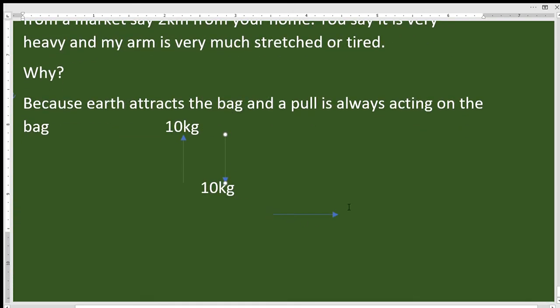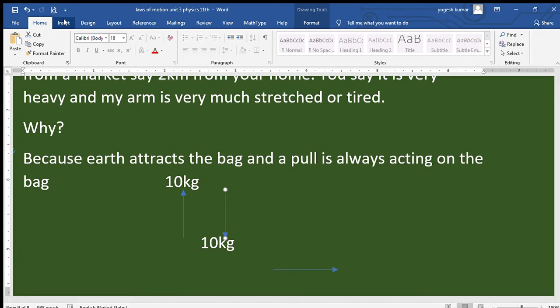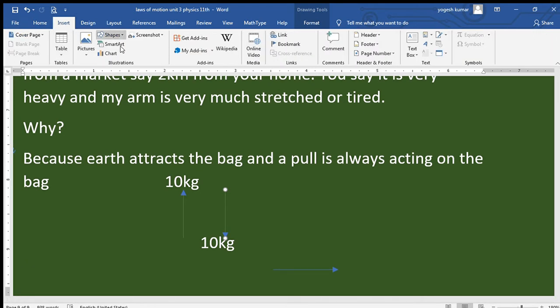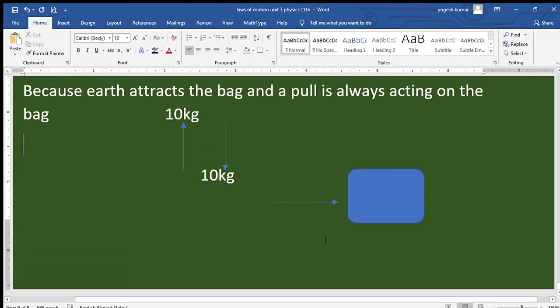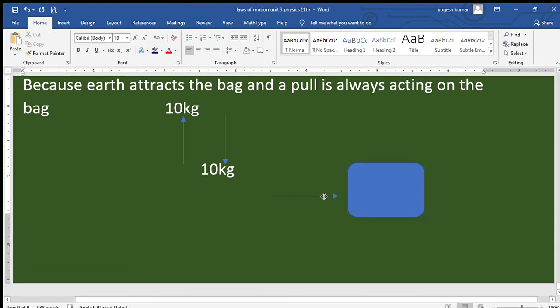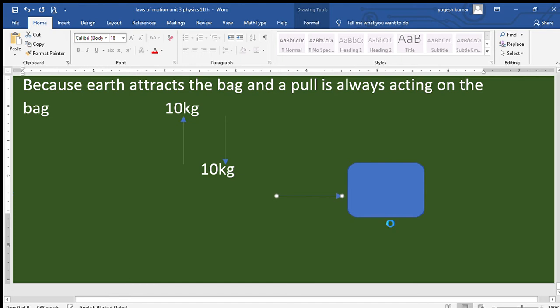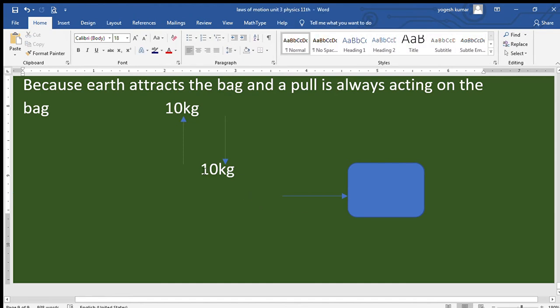Now suppose there is a table where you apply some force. So let there be a table and you are applying some force, say the force you are applying is again 10 kg. Now how can it be 10 kg? It should be in newtons. Obviously this 10 kg is the force, but we are saying 10 kg. So let us understand.